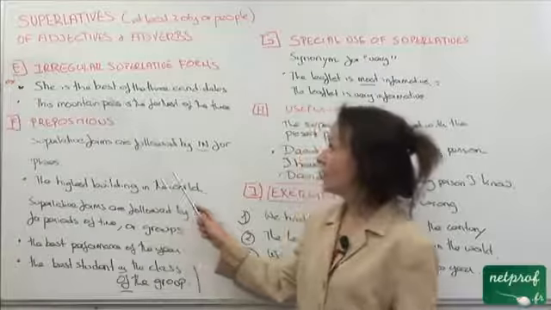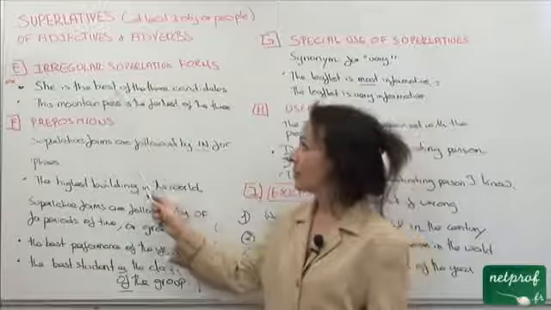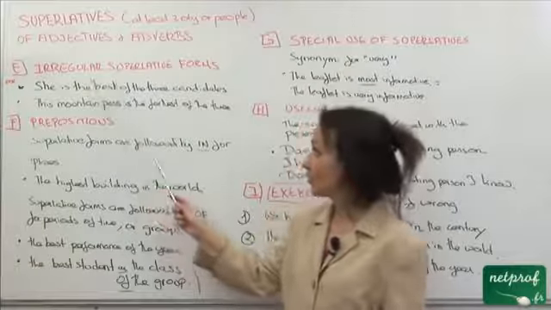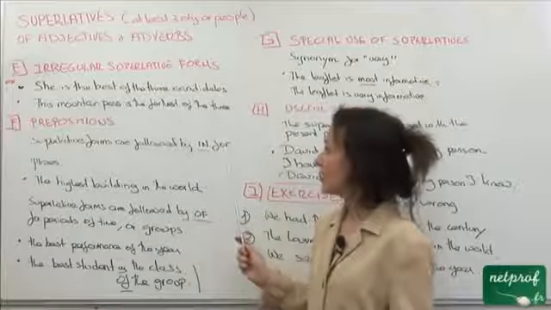She is the best of the three candidates. Best, irregular superlative of good. This mountain pass is the furthest of the three.